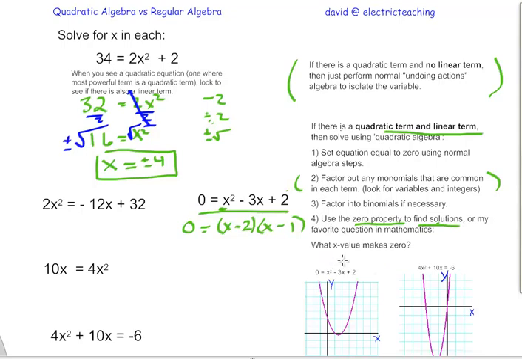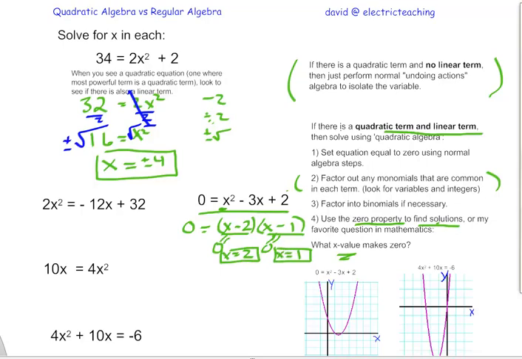This is my favorite question in mathematics. It's what makes 0, or what x value will make 0. So if you look at this and you think, okay, these two binomials multiplied have to make 0. So either this binomial or this binomial is going to make 0. So you consider both options. Looks like x is going to be 2 for this one, and x is going to be 1 for this one. Both of those will make 0, and those are both valid solutions when you're trying to solve for x.